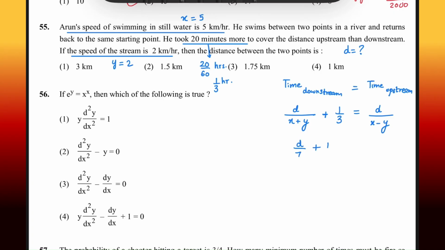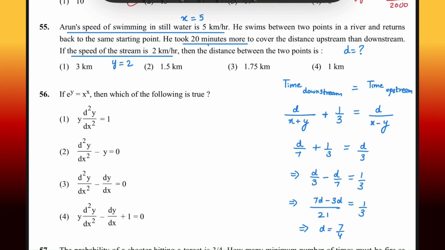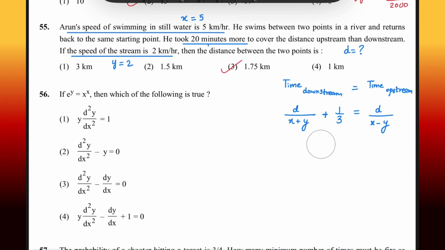So d by 7 plus 1 by 3 equals d by 5 minus 2, which is 3. So d by 3 minus d by 7 equals 1 by 3. So if you solve this, you get 7d minus 3d equals 1 by 3. So that means d equals 7 upon 4, which is 1.75. So option 3 must be the correct answer for this question, right? After solving, we get d equals 1.75. I hope this solution makes sense.